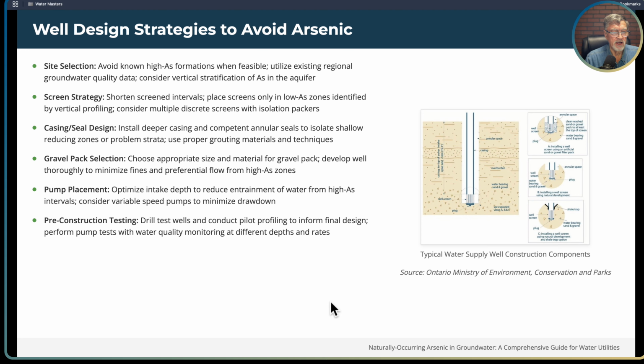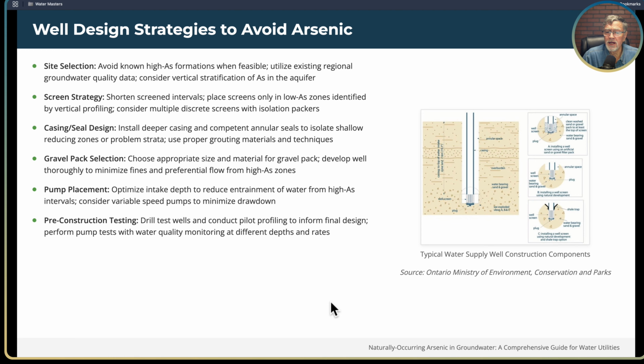Screen strategy: shorten the screened intervals, and place screens only in low arsenic zones identified by vertical profiling. Consider multiple discrete screens with isolation packers or sealing off those zones. Your vertical profile is going to guide you on this. For casing and seal design, install deeper casing and competent annular seals to isolate shallow reducing zones or problem strata, and use proper grouting materials and techniques.